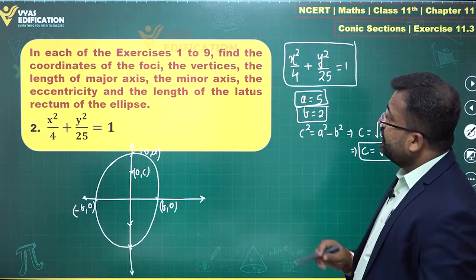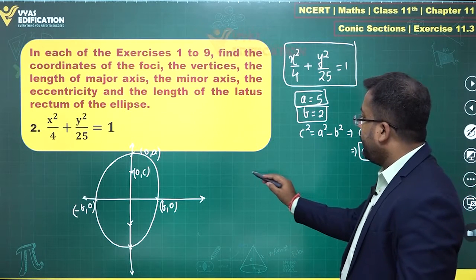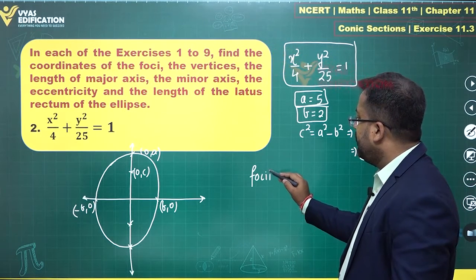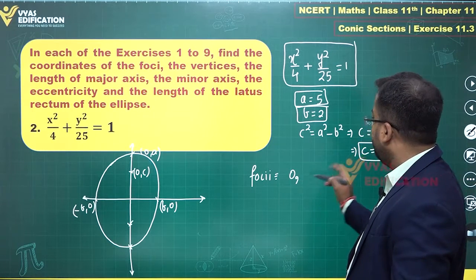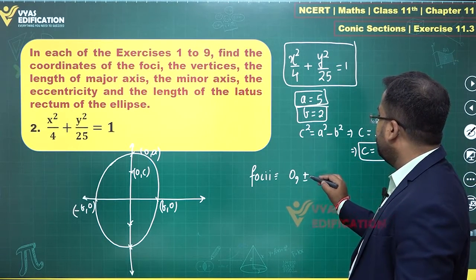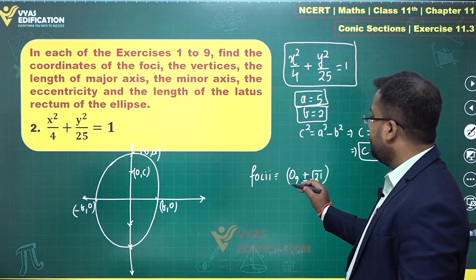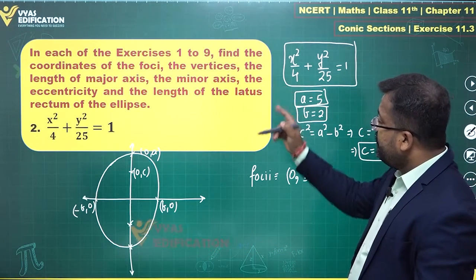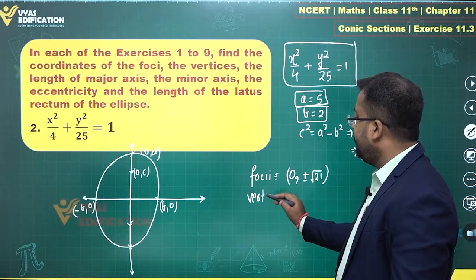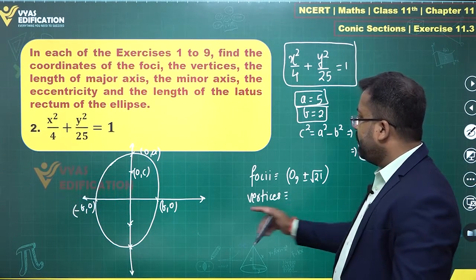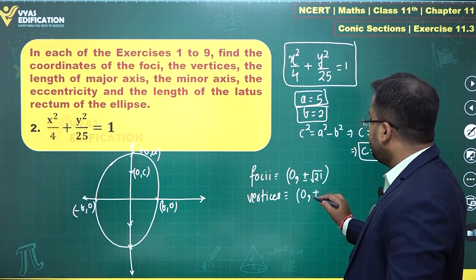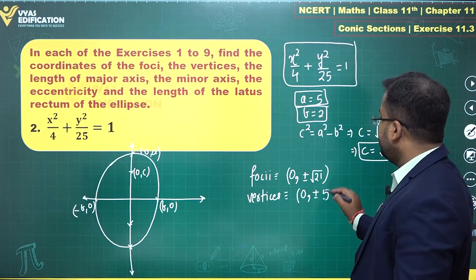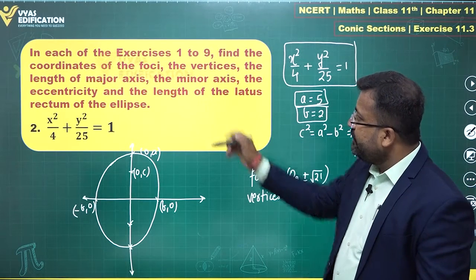Okay, so we can easily write the coordinates of the foci. First of all, the foci coordinates will be 0 comma plus minus c, 0 comma plus minus square root of 21. That's one thing. The vertices next. Vertices, as you can observe, will be 0 comma a, 0 comma minus a, which will be 0 comma plus or minus 5. What next? The length of the major axis.